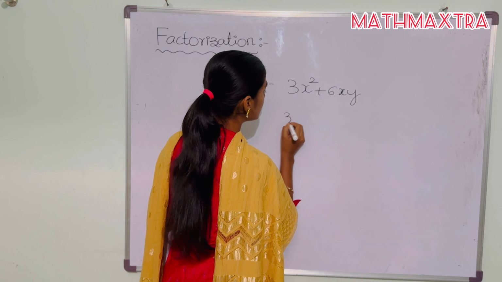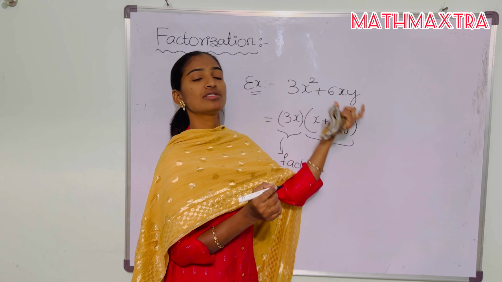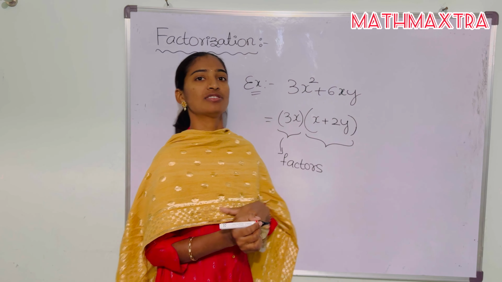Okay. Now these 3x and x plus 2y, what are these two terms? These two terms are also algebraic expressions, but we have written it in such a way that it is a product of two algebraic expressions. So this we call a factorization of an algebraic expression. And these individual terms, after writing as a product, we call them factors. These are factors of the algebraic expression 3x square plus 6xy. Okay, this is a factorization of an algebraic expression.